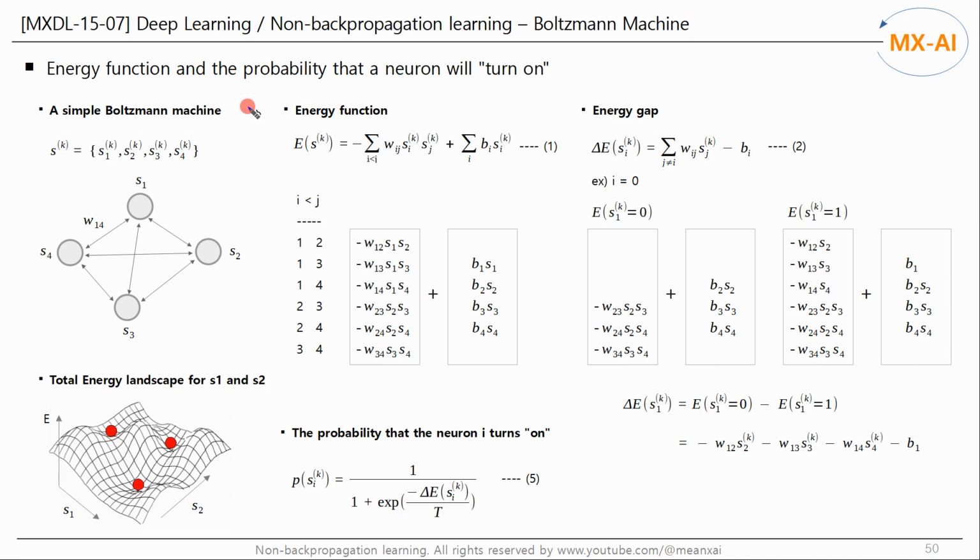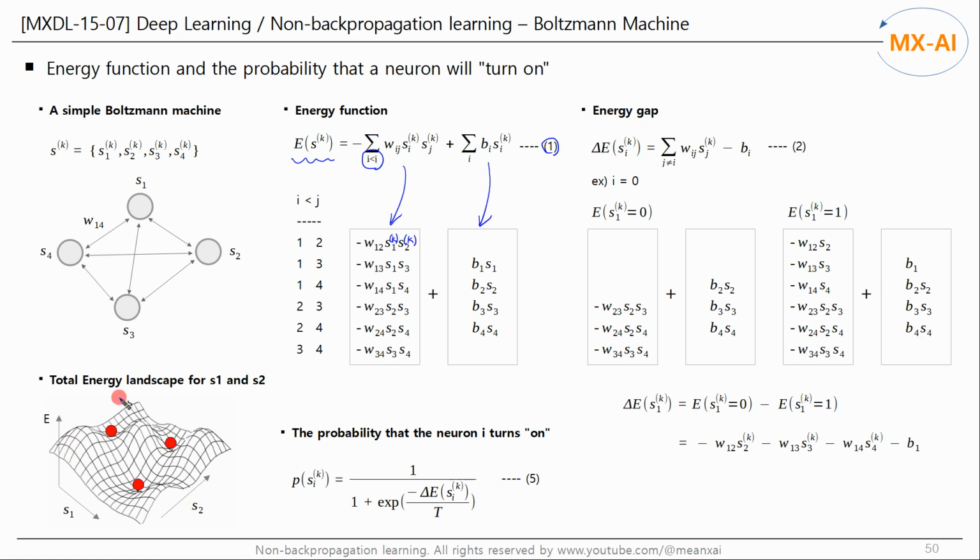Next, let's look at the energy function and the probability that a neuron will turn on. Let's take a simple Boltzmann machine as an example. Similar to the Hopfield network, the energy function of the kth data sample is defined as follows. This is equation 1 of the paper. The first term is computed as follows for i less than j. Here the superscript k is omitted. The second term, the bias, is computed as follows.